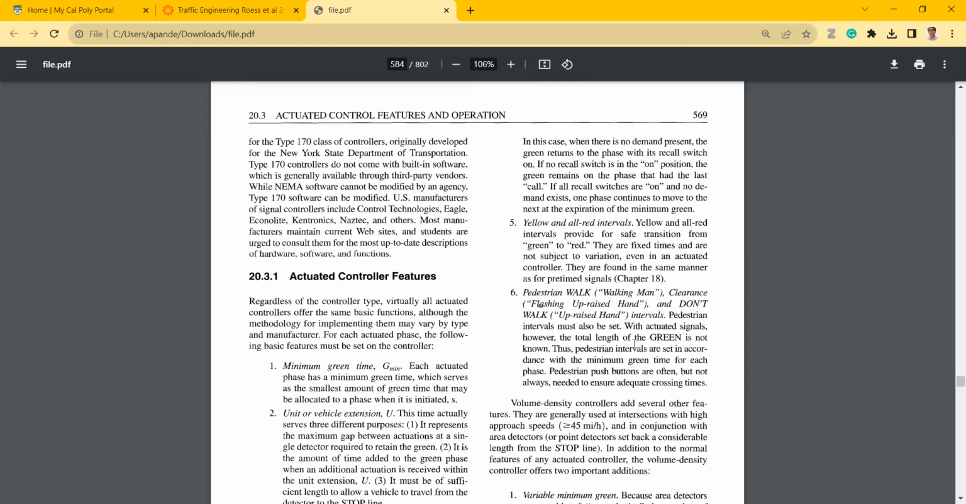With an actuated signal, the total length of green is not known. So this is kind of interesting. Whenever we are setting our minimum green or maximum green and all those things, we always want to make sure that it's going to satisfy the corresponding pedestrian requirement as well. Or if there is some kind of an LPI, leading pedestrian interval, that also should be satisfied.